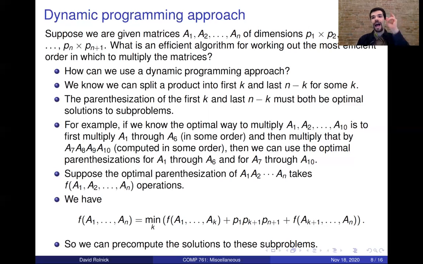How is this more efficient then? Ah, yes, good question. The reason is because we'll compute these super efficiently. We're going to pre-compute the solutions to these subproblems.